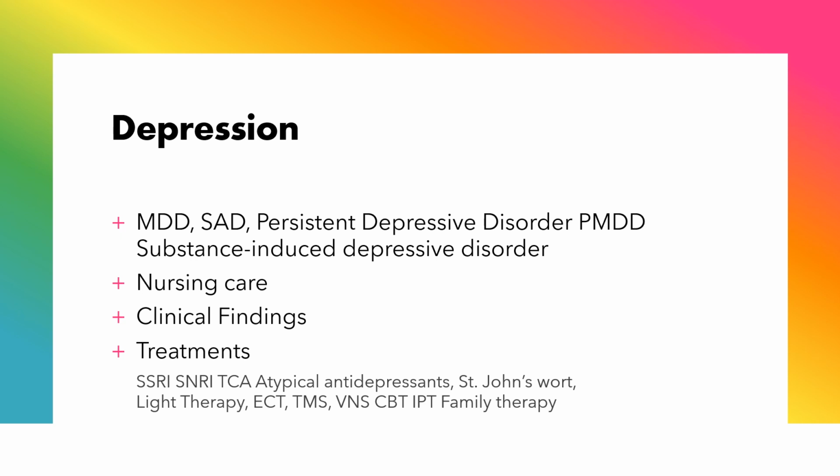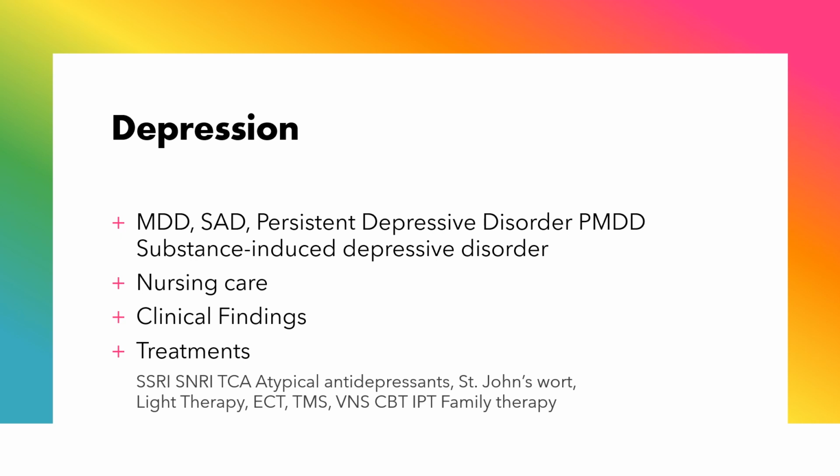So for depression, we have a couple of different types of depression. We have major depressive disorder, which is MDD, seasonal affective disorder, which is SAD, persistent depressive disorder, premenstrual dysphoric disorder, PMDD, and substance-induced depressive disorder.